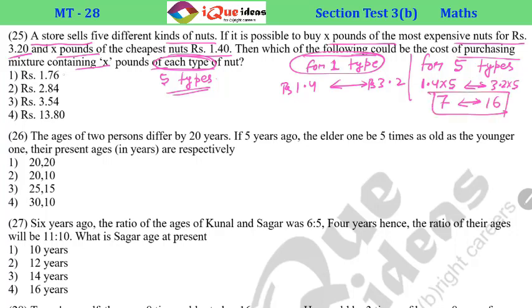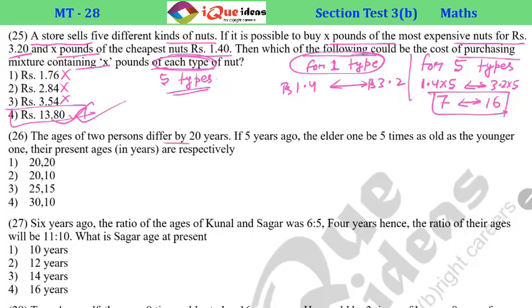Look at the options. First option, no. Second, no. Third, no. Fourth, yes. So it is 13.80 is the correct answer. That is the only value which is between 7 and 16. There is nothing else required to be done in this question. Okay, so this was a very good situation. Now let's take up the next one.